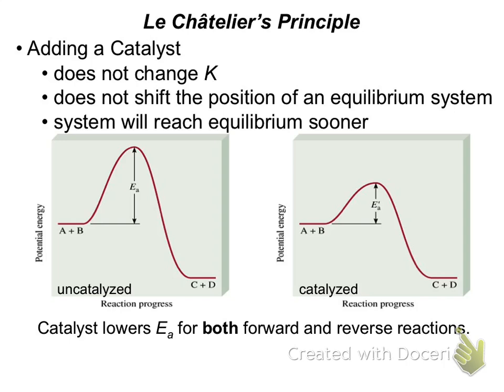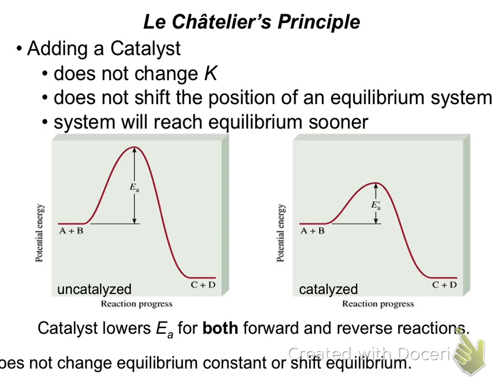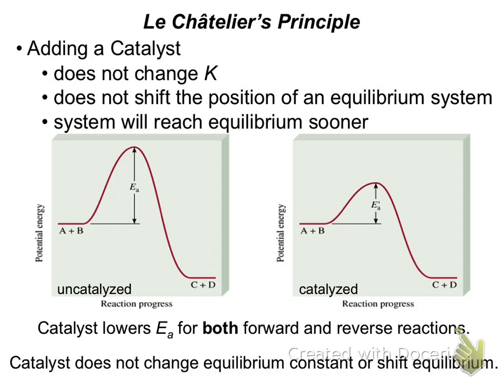So, as we remember, a catalyst lowers the activation energy for both forward and reverse reactions. It does not change the equilibrium constant or shift equilibrium. Remember I said there were 3 things that we need to be concerned about when shifting equilibrium in Le Chatelier's principle: temperature, pressure, concentration. We do not need to worry about adding a catalyst. It is interesting to know that it doesn't change K, and it does allow it to reach equilibrium sooner, but we learned that in the kinetic section.